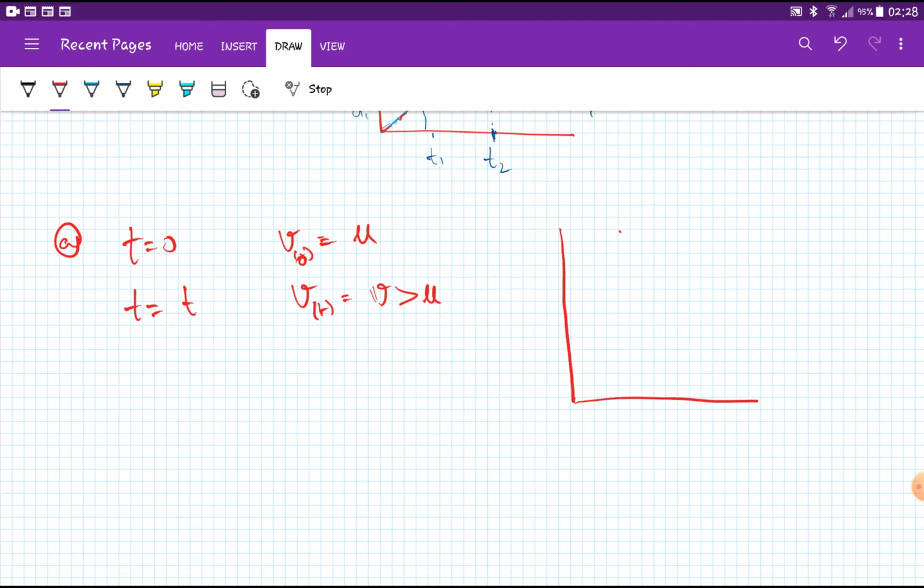Take a v-t graph. The y-axis is v and the x-axis is t. The first one is given: at t = 0, v is u. At t = t, what is v(t)? It is v, which is greater than u. So anything greater than u can be taken here as v. So this is 0 and here you take it as t.